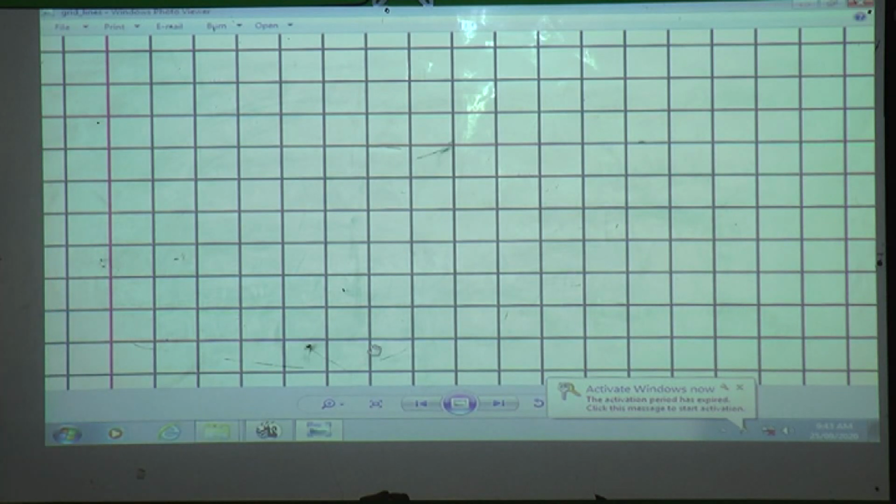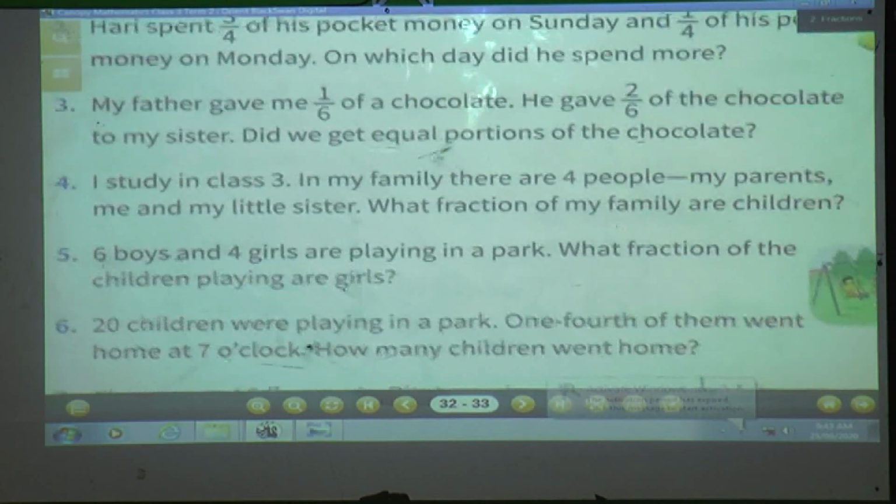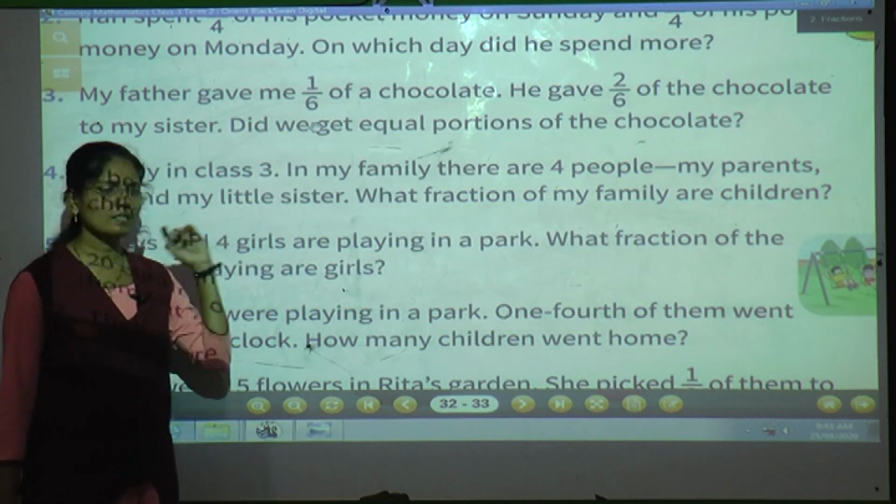Now we'll move to the next, third example. Read the question. My father gave me 1/6 of a chocolate. How will you read this fraction? Yes, 1/6 or 1 by 6.